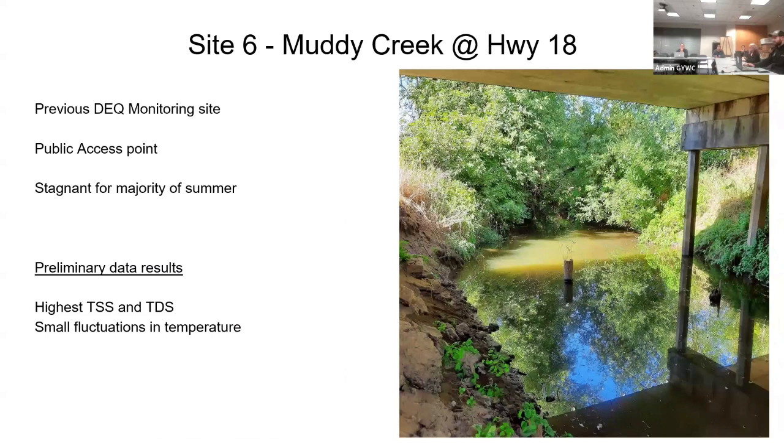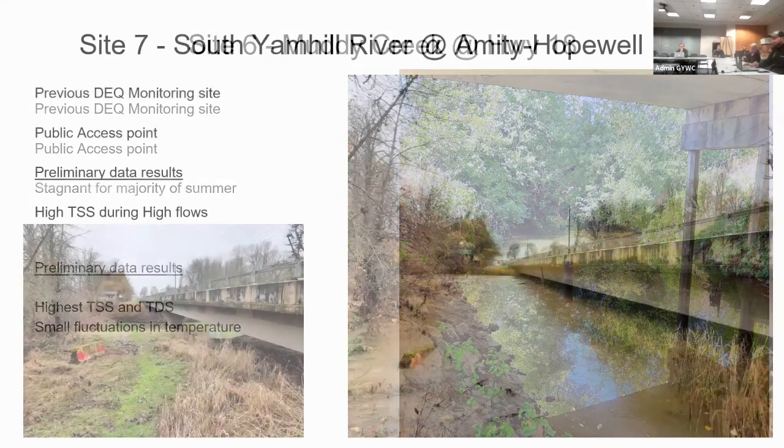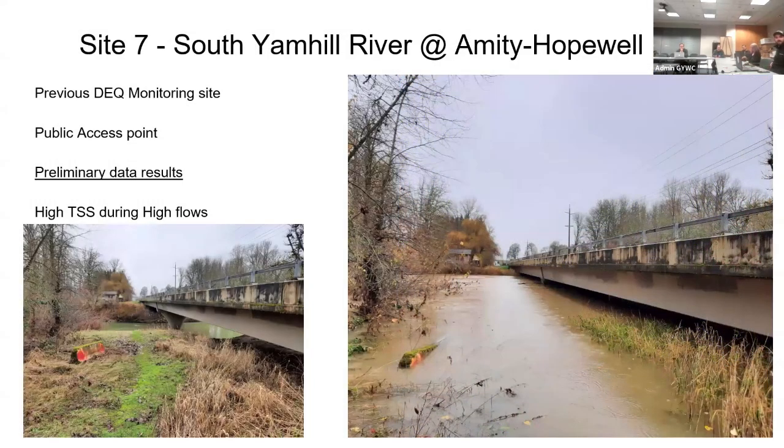So just 5 miles downstream, Muddy Creek hits Highway 18, and it's a very, very stagnant system here. It has the highest suspended sediment levels and the highest total dissolved sediment levels, and really small fluctuations in temperature. Now we're moving on to the South Yamhill River, and I think these couple photos really show just how dynamic the system is. This is at the Bellevue Highway crossing.